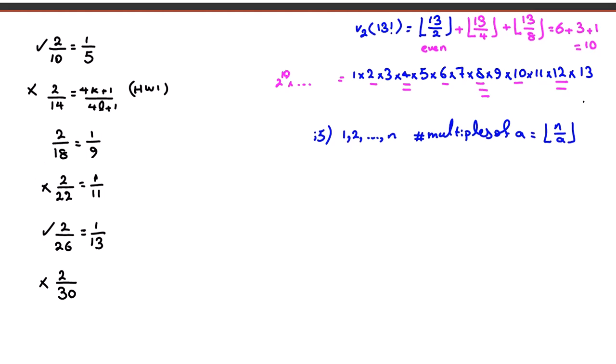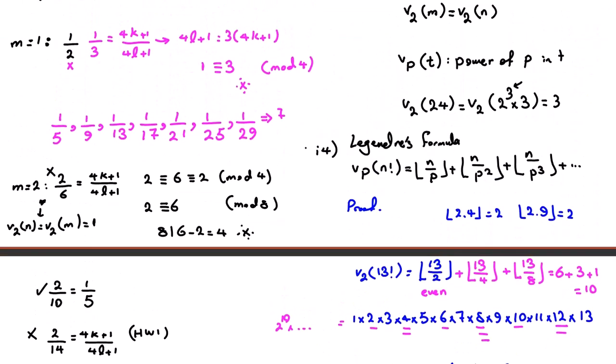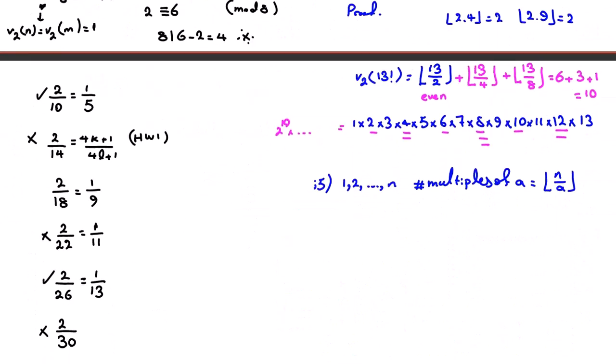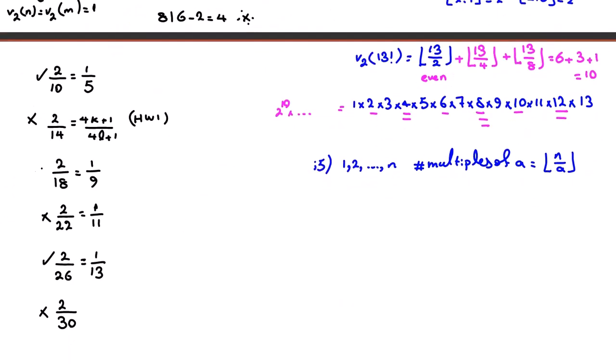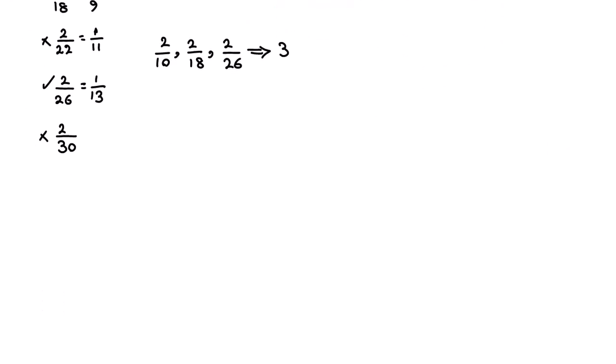So for 1, how many good numbers did we have? 7. For 2, what are the good numbers? 2 over 10, 2 over 18, 2 over 26. 3 fractions. Now let's consider 3.